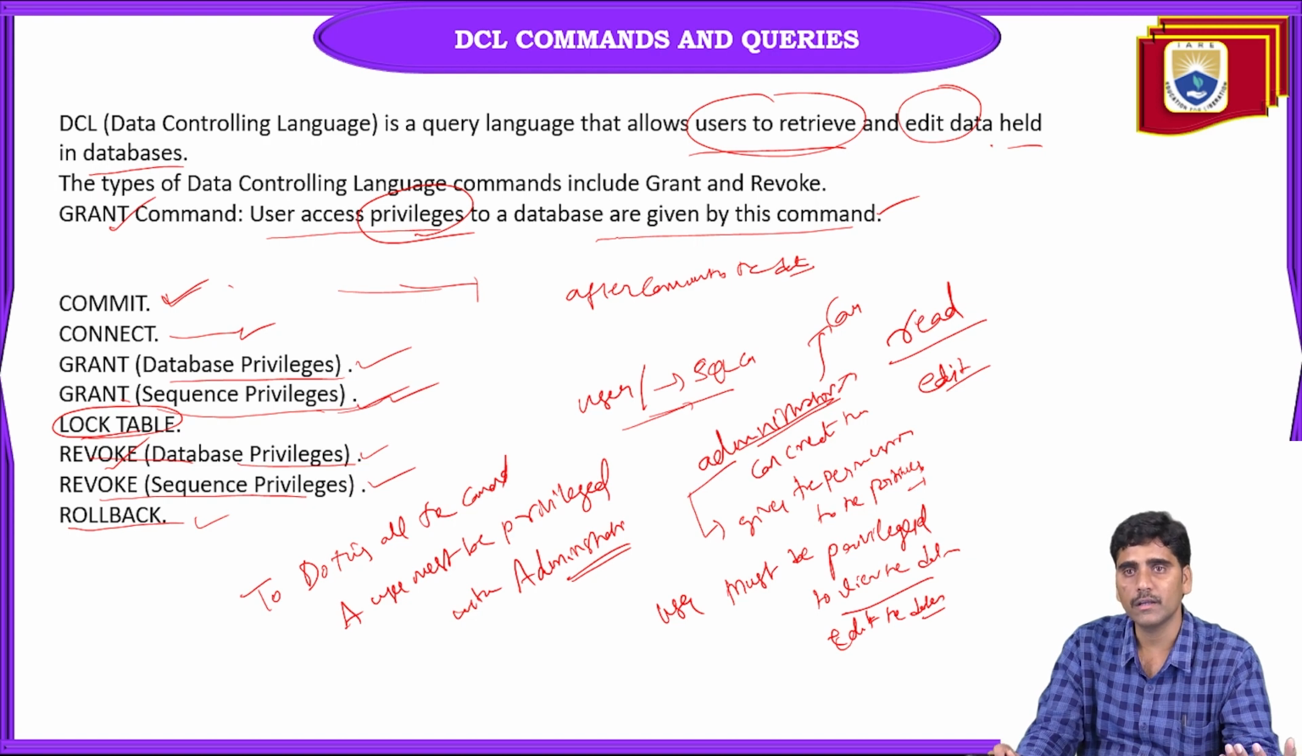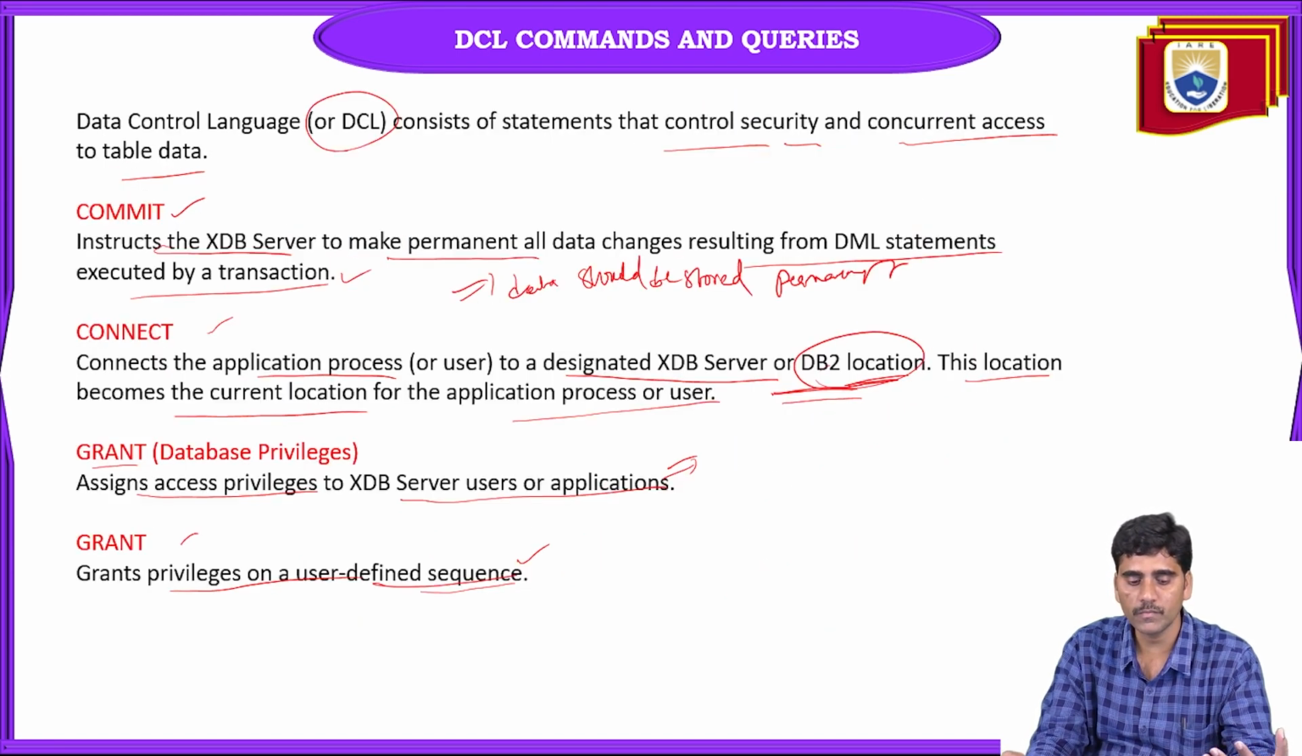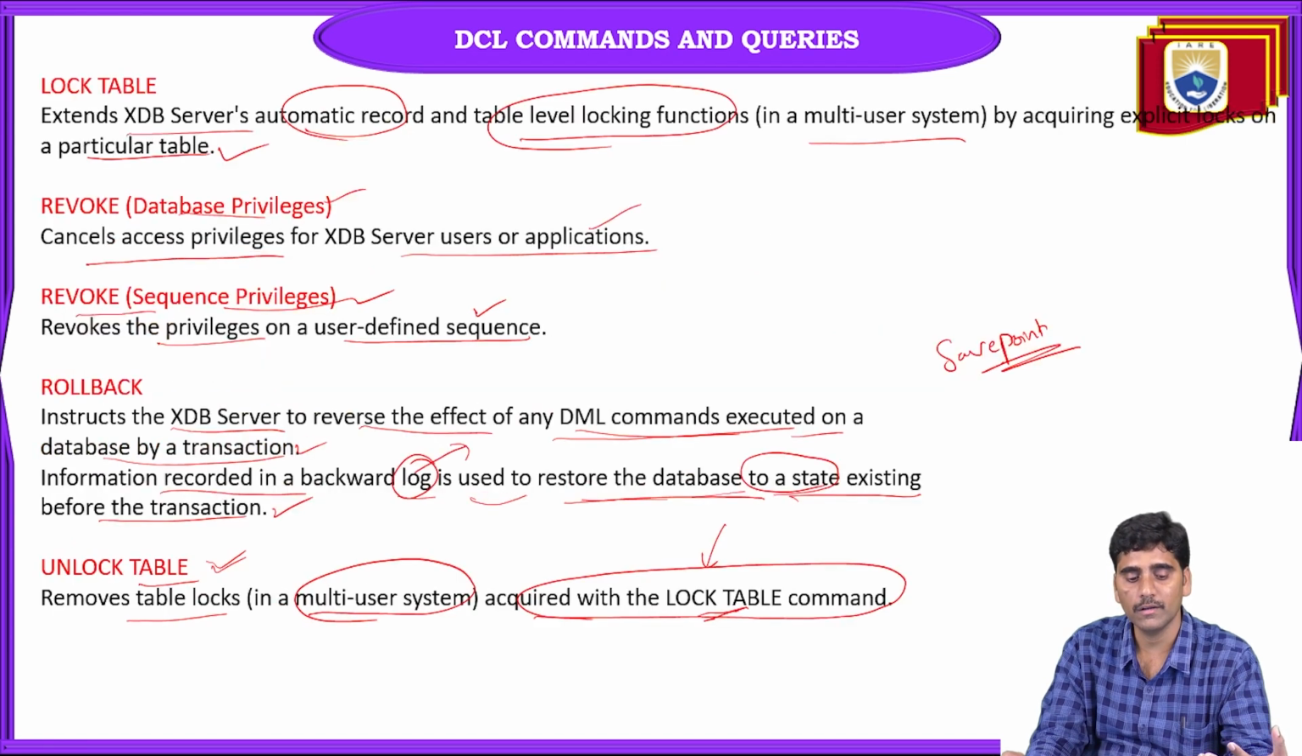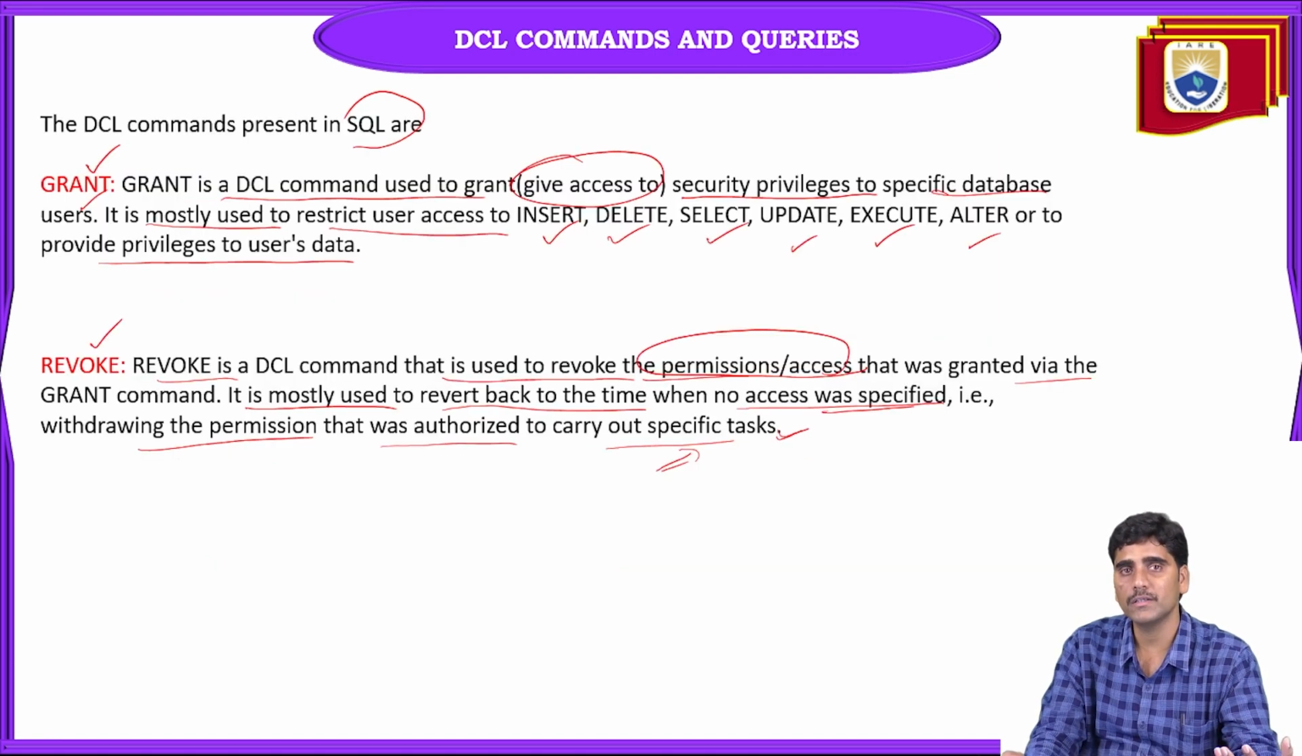So the administrator can create users and give permissions to a particular user. Your user must be privileged with different types of DML commands. Here there are commands like commit, connect, grant database privileges, grant sequence privileges, lock table, revoke database privileges, revoke sequence privileges, rollback, unlock table. These are the different types of commands that are DCL commands.